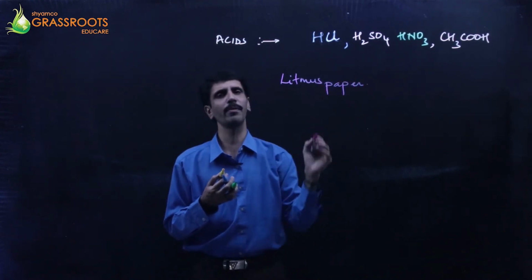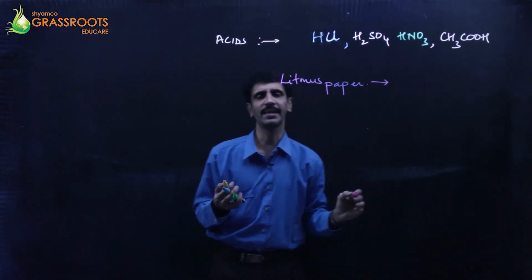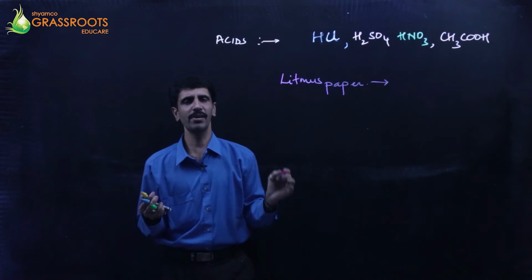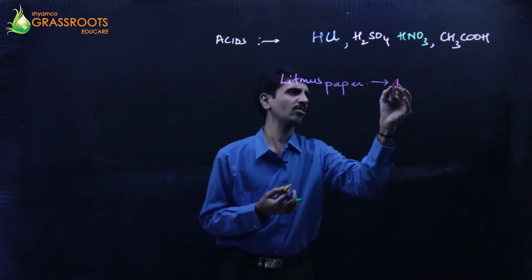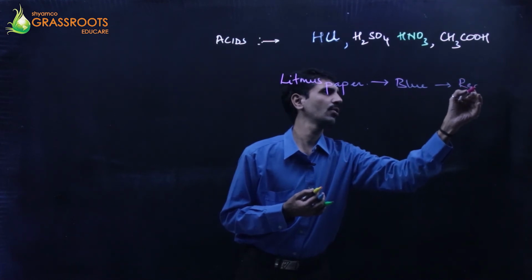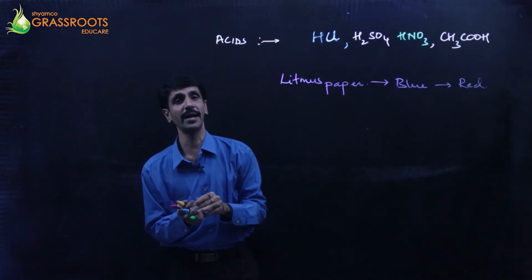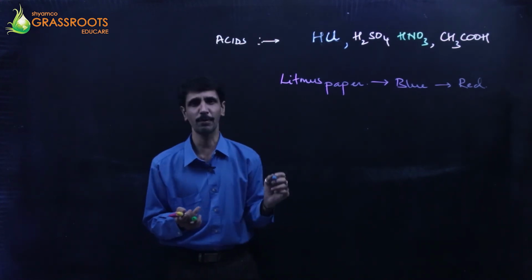This I've already explained to you before, but as a part of this activity, I'll explain once again. For a litmus paper, the blue litmus gets converted into red litmus. Blue gets converted to what? Red. This is with litmus paper.